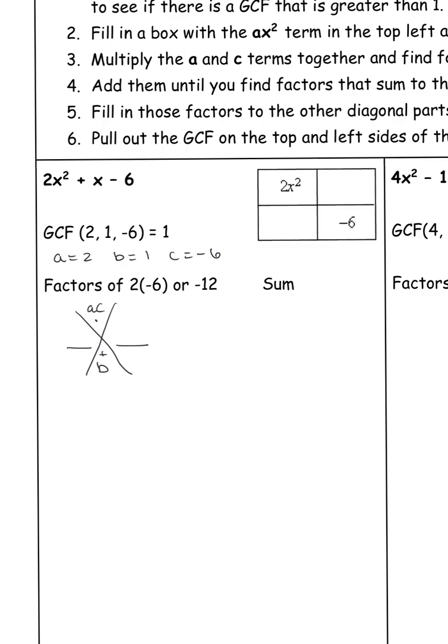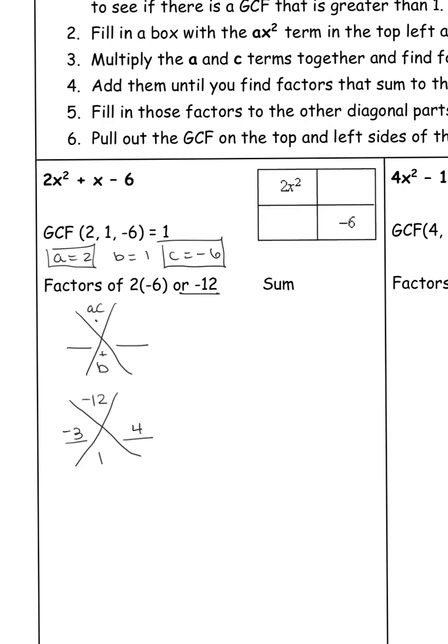So for this example, we can see that a is 2 and c is negative 6. So in our sum and product puzzle, we have 2 times negative 6 gives us negative 12, hence what is right here. And then our b is 1. So we're looking for two factors that when we multiply give us negative 12, that when we add them together give us a positive 1. So listing out your factors, we can see that we have negative 3 and a positive 4, because when we multiply them, they give us negative 12. When we add them together, it gives us 1.